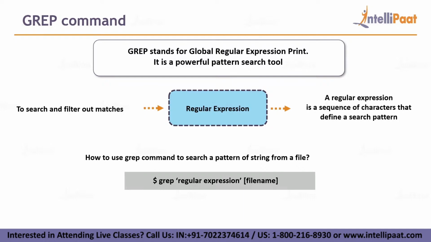To search and filter out matches, we enter a regular expression with grep. So grep, the regular expression, and the file name. Once you give this command, it will search for that particular expression inside the file and give the output back to you. A regular expression is a sequence of characters that defines a search pattern.